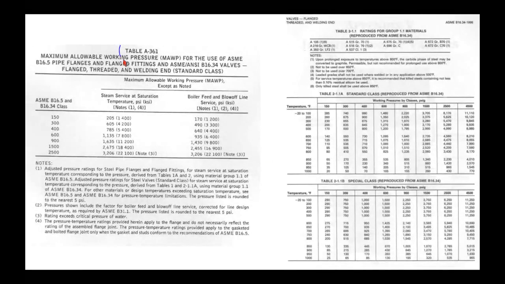Okay, let's start here at this table A361. Where did I get this out of? I can't remember where this table is from, but it's from an ASME code. I think it is B31.1. And so it's got the MOP, okay?